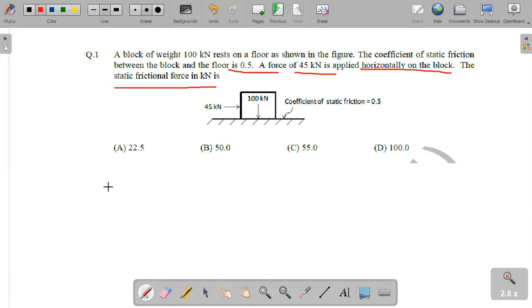In this case, first ये करो, what is the mu s into normal force? ये कितना आ रहा है? 0.5 into 100 kilonewton, that is 50 kilonewton. 50.